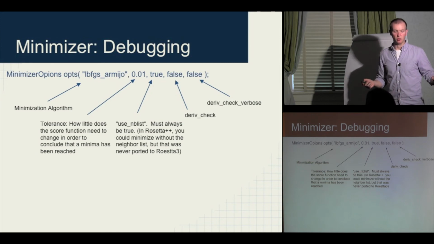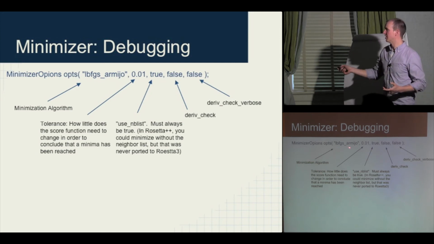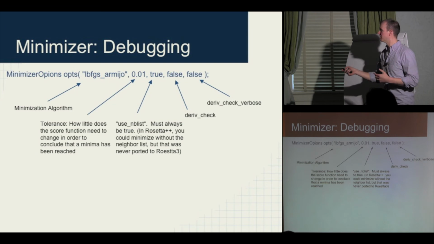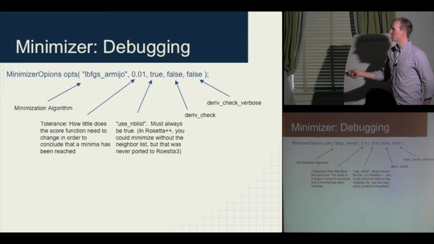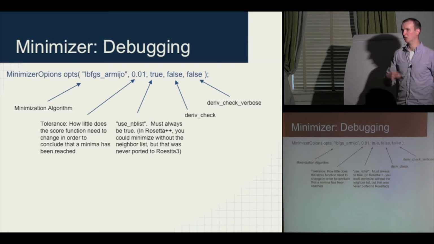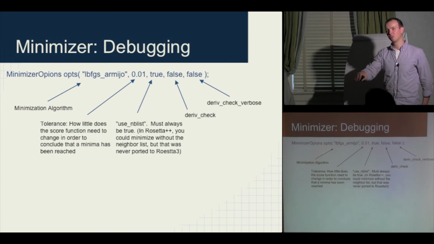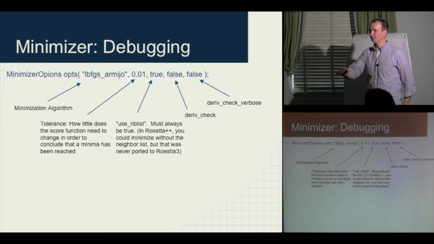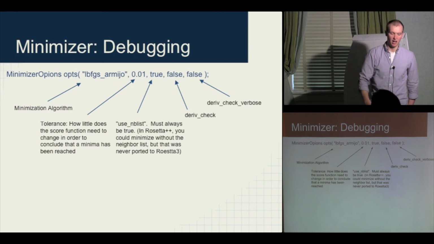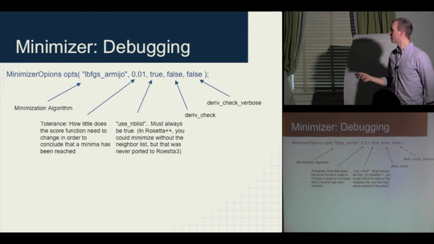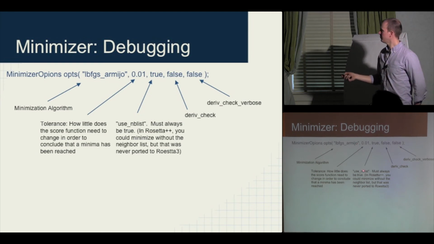When you construct a minimizer options argument, you give it the name of the minimizer you want to use, like the LBFGS Armijo minimizer, which is one of the latest and greatest ones. You give it some tolerance, which is how little the score function needs to change in order to conclude that the minimum has been reached. If it hits a flat region of the energy function, it'll just stop going. But sometimes if you set this really low, it'll hit a flat region and then keep going. So there are advantages and disadvantages of having a large tolerance here.